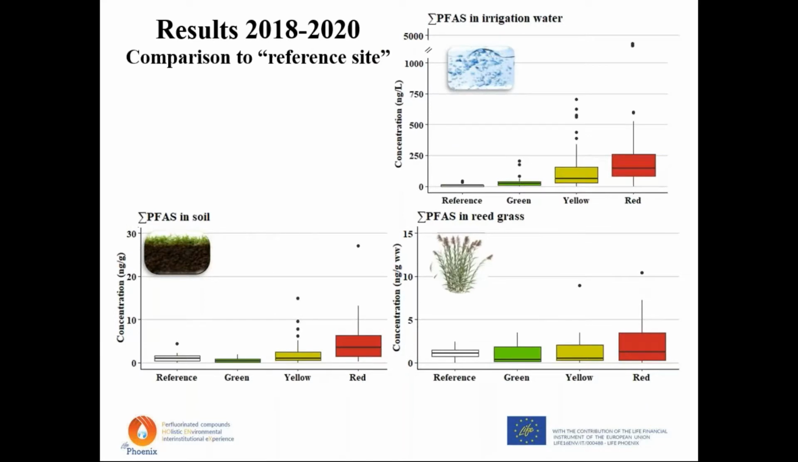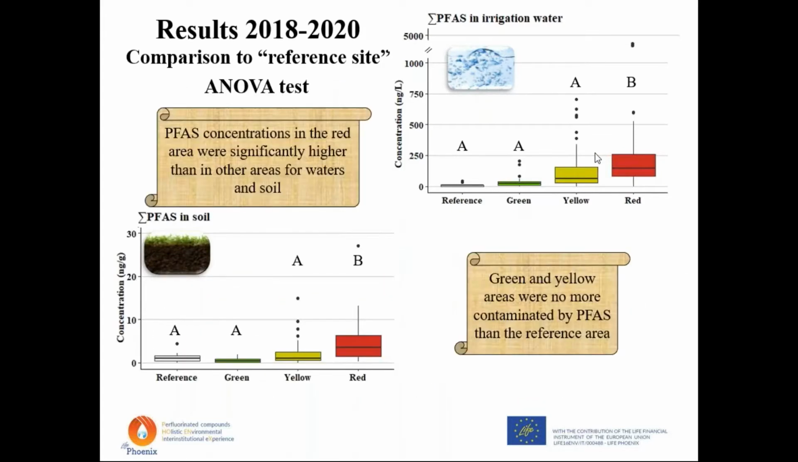To understand if these areas were contaminated by PFAS, a comparison to reference sites has been done. Here you can see that an increase of PFAS concentration from the reference site to the red area has been observed. In particular, you can see this increase in water. But this increase was not confirmed by statistical test. Here you can see the results from the ANOVA test.